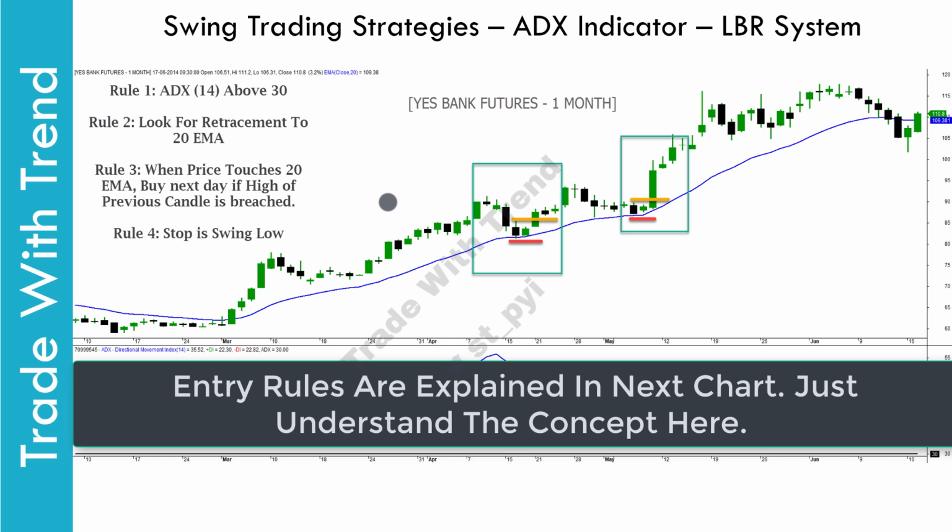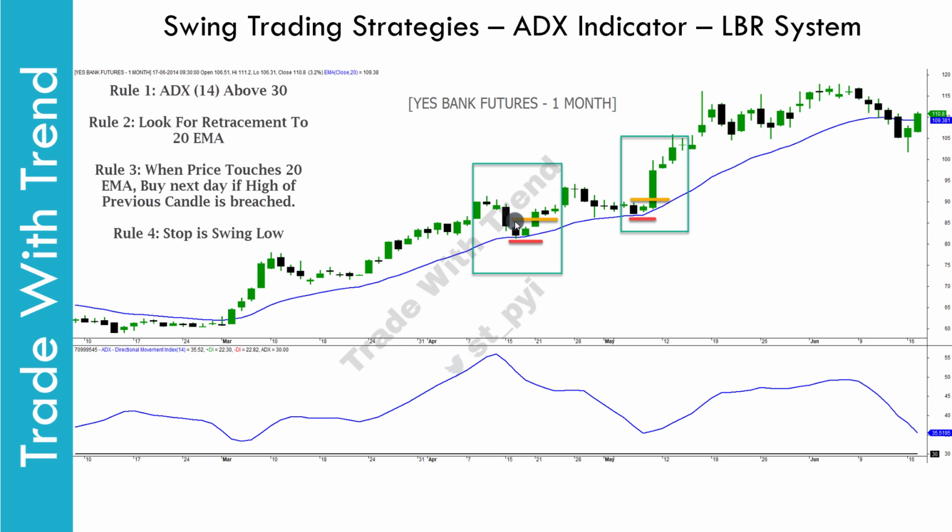Again, I'll repeat. Rule number 3 is wait for price to pull back to 20-day exponential moving average, and once a candle touches this 20-day exponential moving average, take the high of the candle, draw a horizontal line and wait for this high to be crossed in subsequent candles. As soon as this high is crossed, you enter the trade with stop loss. That is rule number 4, being the recent swing high.